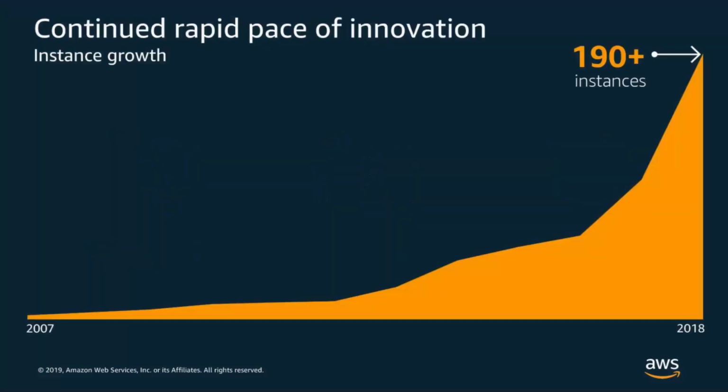So we have a continued rapid pace of innovation. Going back to the initial M1 instance type, we have iterated very quickly over the past 11 years to offer over now 190 different instances. This would encompass different sizes and different features that you can pick to optimize your workload. And today we're going to talk about a few of these to help provide more options, specifically around some of the areas where you can actually save cost.